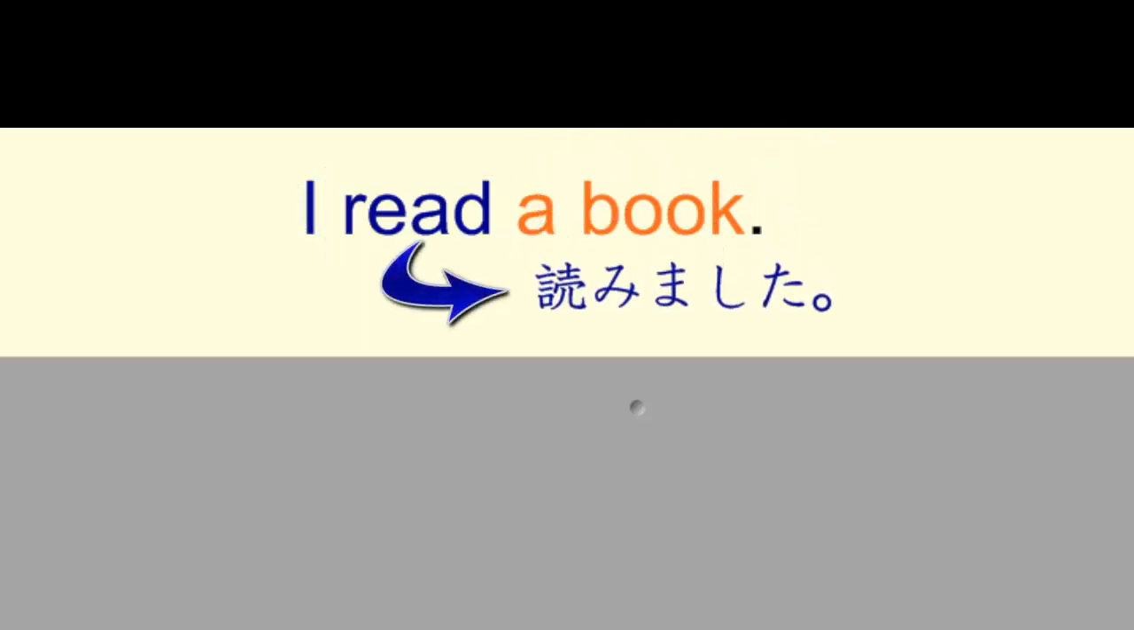So we need the verb read. Yomimashita. There it is. Yomimashita. The mashita indicates the past tense. And now we need to add the book. Book is hon. There we have it.